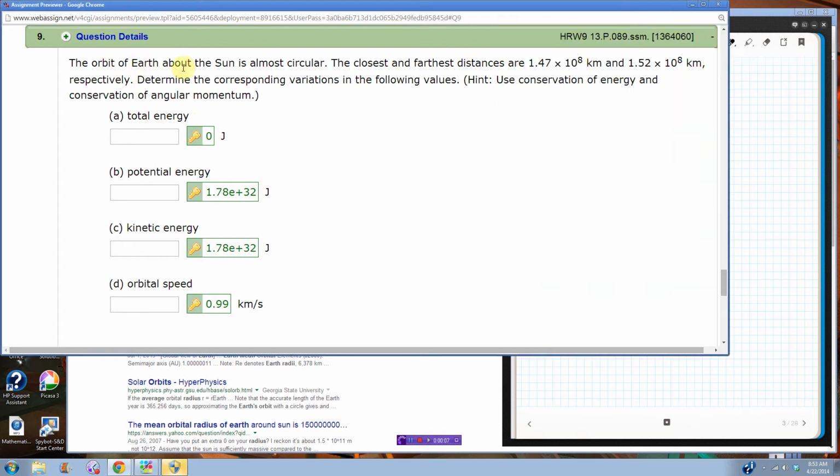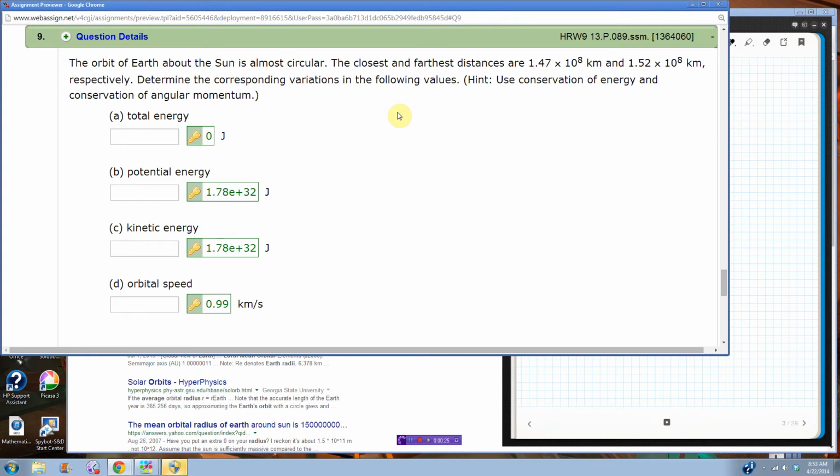HRW913P089. So the orbit of Earth about the Sun is almost circular, almost. The closest and farthest distances are this and this, respectively. So this is closest, this is farthest. Determine the corresponding variations in the following values. Hint: use conservation of energy and conservation of angular momentum.